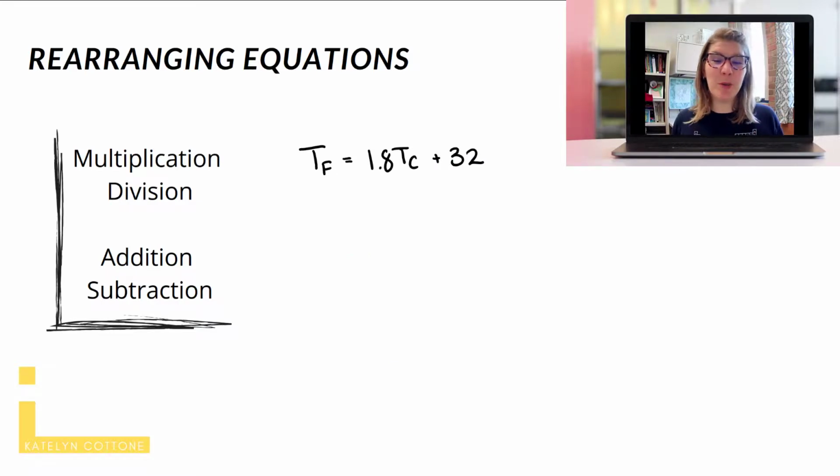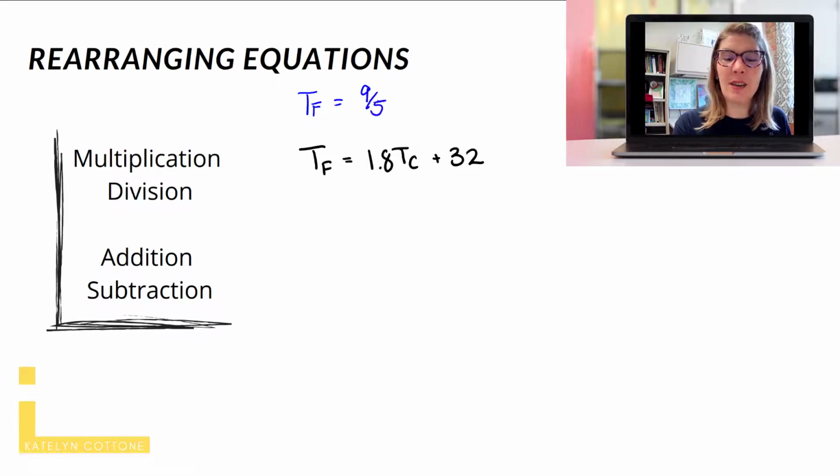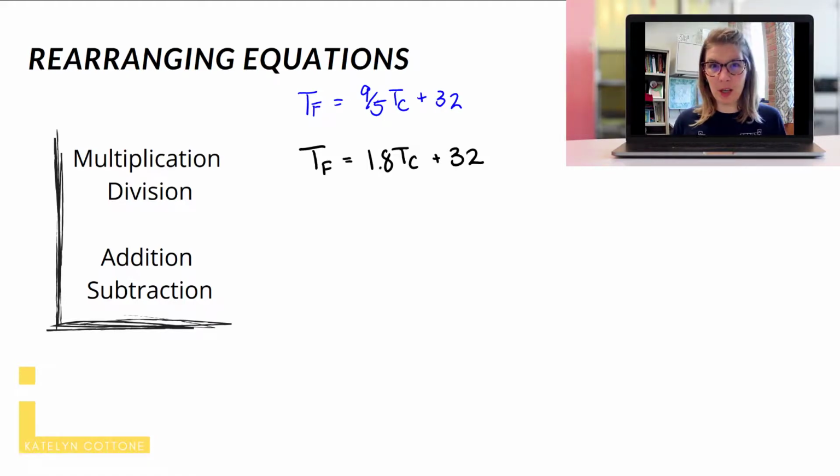So in this problem, we're relating temperature in Fahrenheit with temperature in Celsius. So there's two different ways to write this equation. The first one I've written here, I'm going to write the other way above, where temperature in Fahrenheit is equal to 9/5 temperature in Celsius plus 32. If you take 9 divided by 5 and you put that in your calculator, you get 1.8. So these equations are actually the same.